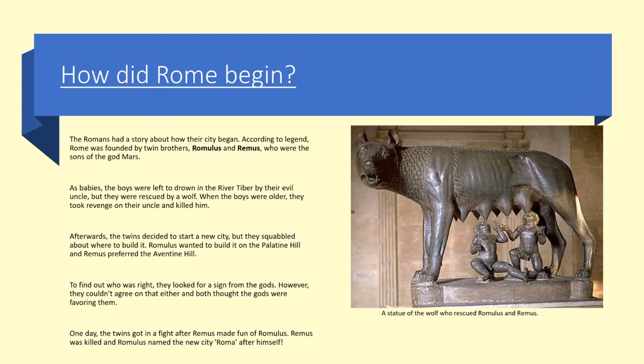Afterwards, the twins decided to start a new city, but they squabbled about where to build it. Romulus wanted to build it on the Palatine Hill, and Remus preferred the Aventine Hill. To find out who was right, they looked for a sign from the gods. However, they couldn't agree on that either, and both thought the gods were favouring them. One day, the twins got in a fight after Remus made fun of Romulus. Remus was killed, and Romulus named the new city Roma after himself. So that is the story that people are told on how Rome came to begin.